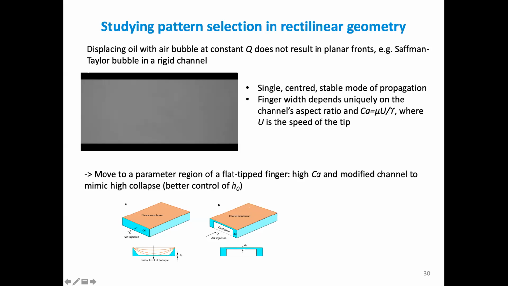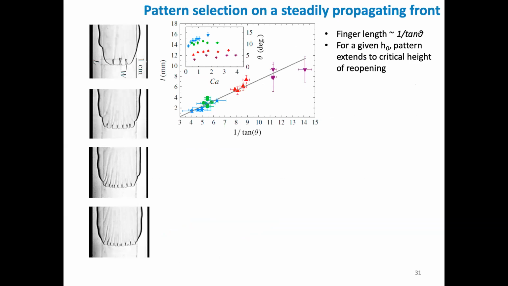And this was done so that we can mimic the high level of collapse, but also generate these flat tip bubbles, which we can then study the secondary fingering instability, stubby fingerings, on top of. And if you do this with engineering magic, you indeed end up with these stubby fingers on top of flat fingers. And this is what's shown here.